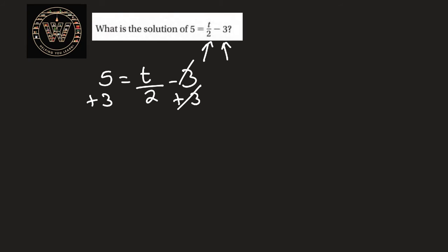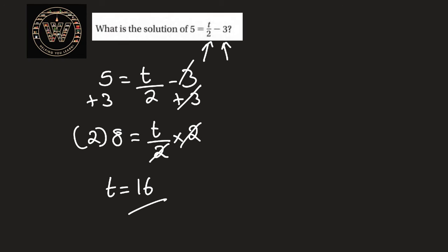Minus 3 and plus 3 cancels. 5 plus 3 is 8. So 8 is equal to t over 2. In other words, t divided by 2. Now how will you remove division? By multiplication. So you will multiply by 2 on both sides. So what happens? t is equal to 8 times 2 is 16. So 16 is the solution of this equation.